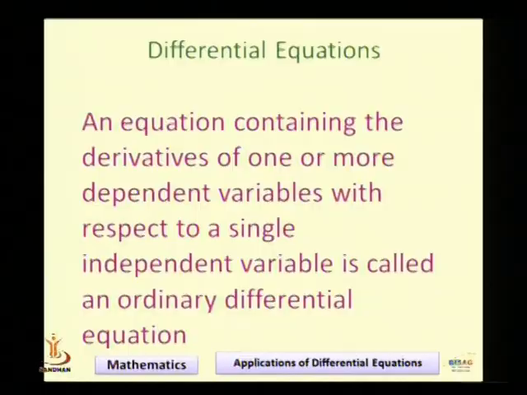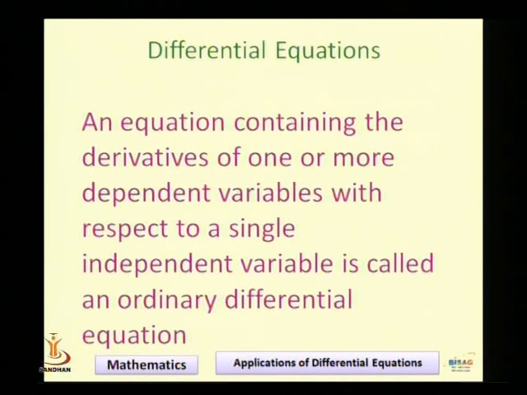Probably differential equation is one of the most applied branches of mathematics. Its applications take place in different fields in our day-to-day life. We just start with the definitions of differential equation.